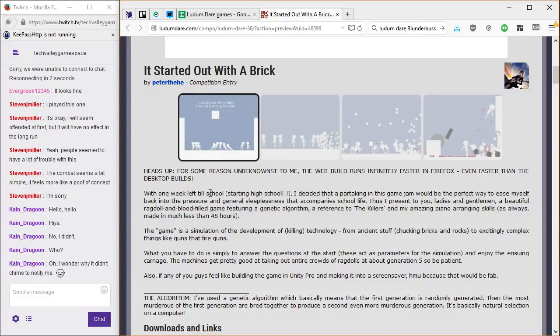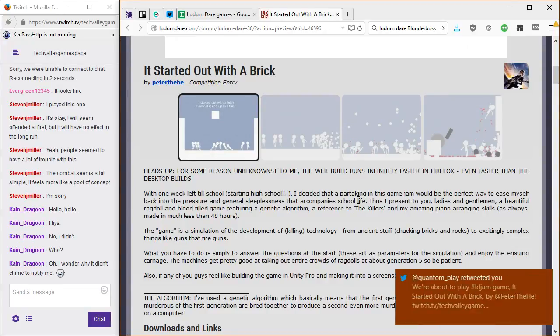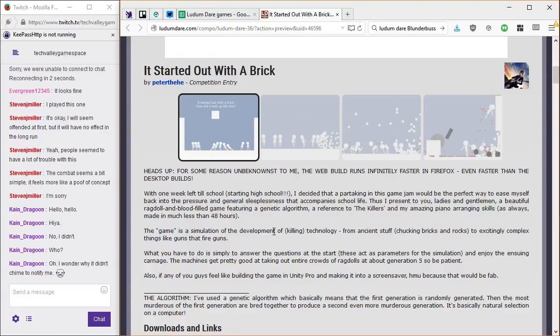With 1 week left till school, starting high school, I decided that partaking in this game jam will be a perfect way to ease myself back into the pressure and general sleeplessness that accompanies school life. I am so sorry. Thus, I present to you, ladies and gentlemen, a beautiful ragdoll and blood-filled game featuring a genetic algorithm, a reference to the killers, and my amazing piano arrangement skills, as always made in much less than 48 hours. The game is a simulation of development of killing technology, from ancient stuff, chucking bricks and rocks, to excitingly complex things like guns that fire guns.